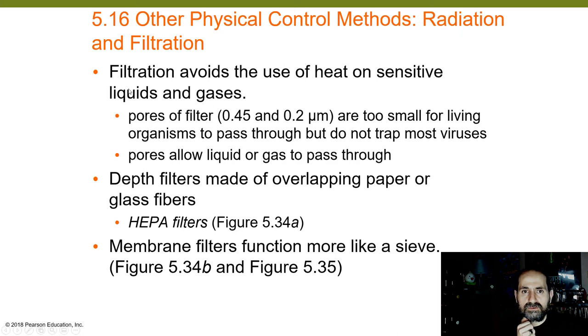Another way you can lower the number of microorganisms is by filtering. Let's say you have a fluid, you could filter the fluid, and this avoids the use of heat on sensitive liquids and gases. You could filter it through very fine pores. These are nanopores, 0.2 micrometer pores, too small for living organisms. But the problem is a lot of times smaller size viruses can get through the pores. So it's not perfect because it allows viruses through, but it is effective at preventing bacterium through. HEPA filters are an example too of fine filters that help prevent, and filter out microorganisms.